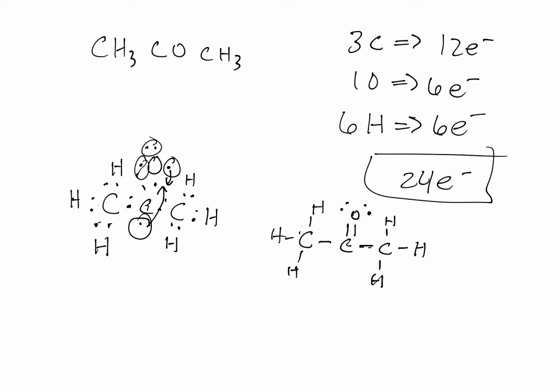Now, just to be sure, let's count the total number of electrons. 2, 4, 6, 8, 10, 12, 14, 16, 18, 20, 22, 24. Just as we expected. So this would be the stable Lewis structure for this molecule.